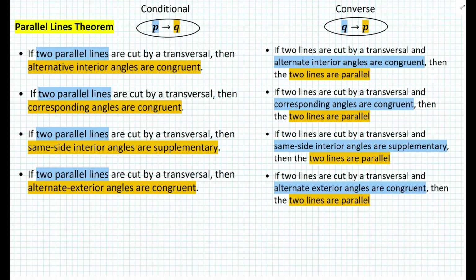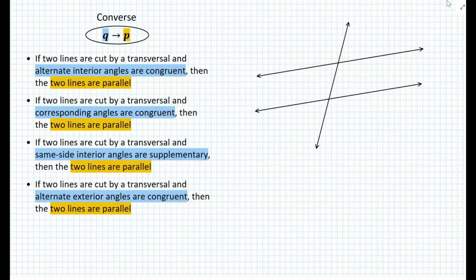And the converse of the last theorem would be, if two lines are cut by a transversal and alternate exterior angles are congruent, then the two lines are parallel. So the question is, do the converse of these theorems work as well? Are these also true as well? Well, let's look at an example.